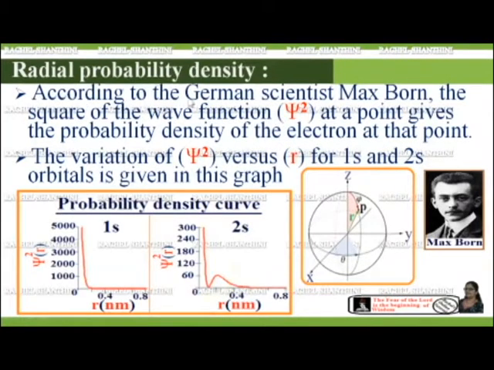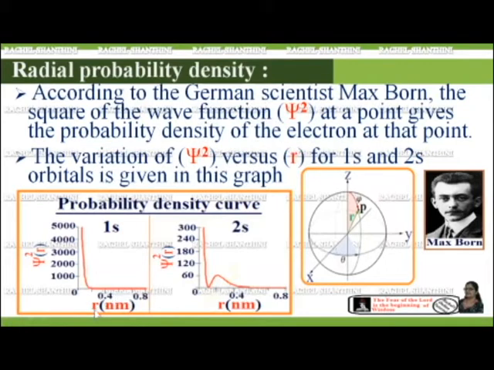Radial probability density. According to the German scientist Max Born, the square of the wave function, psi square, at a point gives the probability density of the electron at that point. So the measure of the probability of finding the electron in unit volume around the point P is called the probability density. The variation of the probability density of an electron at the point P versus the distance from the nucleus r for 1s and 2s orbital is given in this graph. The probability density curve for 1s is different from the probability density curve of 2s.